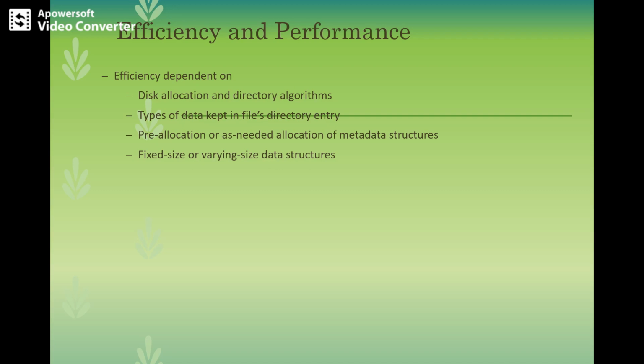So, apart from this disk allocation and the directory algorithms, there are certain types of data. As I mentioned, it is kept in the file's directory entry. So, this is a most important consideration. Okay, some systems also keep the last access date so that the user can determine when the file was last read.